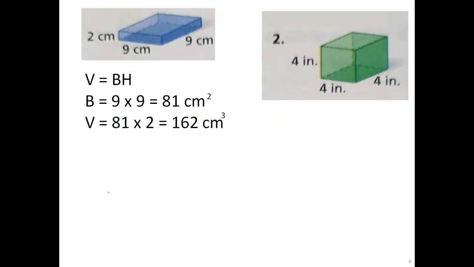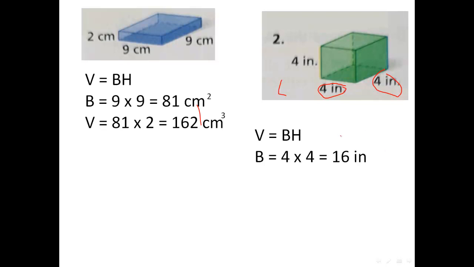Question 2. I need to find the volume for this cube. First, what's our formula? Our formula is volume equals area of base multiplies height of the prism. What is the area of the base here? Area of base will equal length multiplies width. So 4 multiplies 4 equals 16 inches squared.